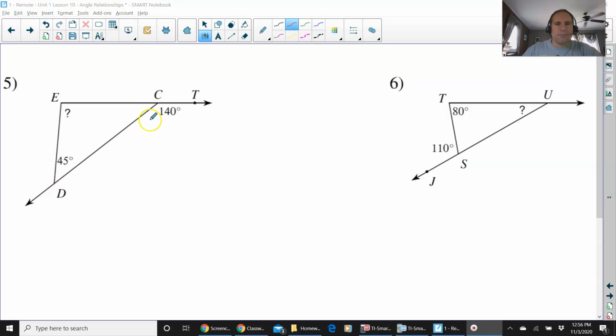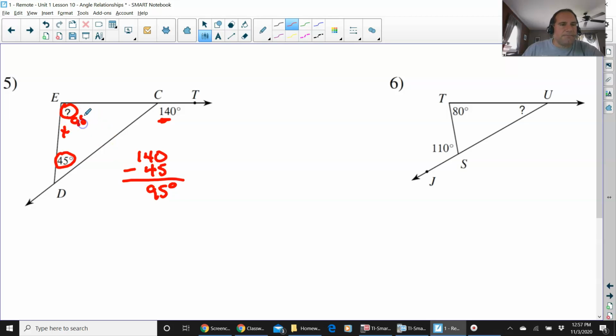Okay, so here we go again. Here's an exterior angle. So we have 140 and we have one non-adjacent interior angle that you know. This plus this equals this. So we're just going to go ahead and do 140 minus 45. 140 minus 45 is 95 degrees. This is 95 degrees. You're done.